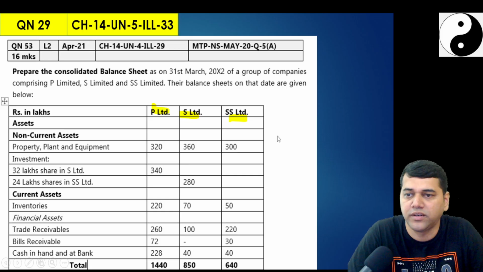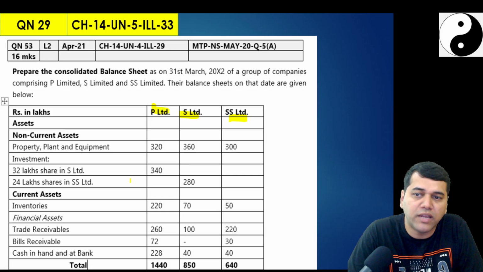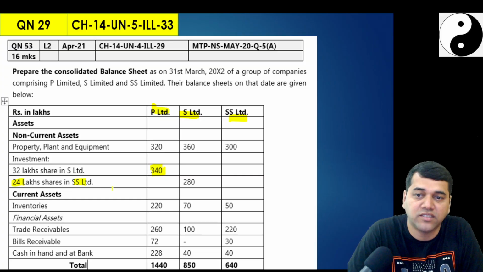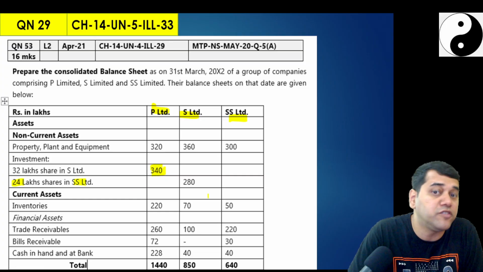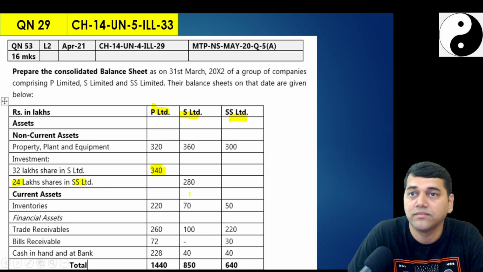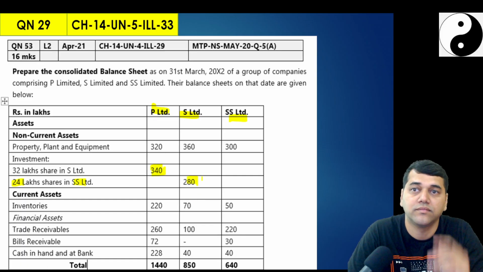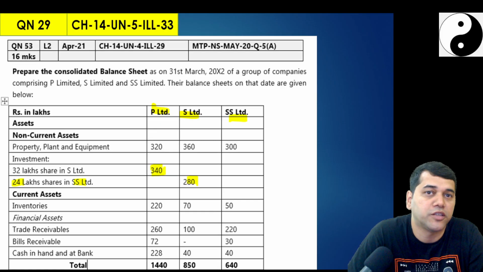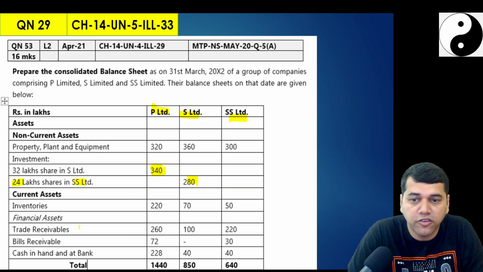SS is a subsidiary. So they have given you 32 lakh shares in S. That is your investment in S Limited. 24 lakh shares in SS, which is S Limited's investment in SS Limited. So you have got the purchase consideration. And you are going to assume that these investments are shown at cost. We will proceed further. Bills receivable are there, bills payable.